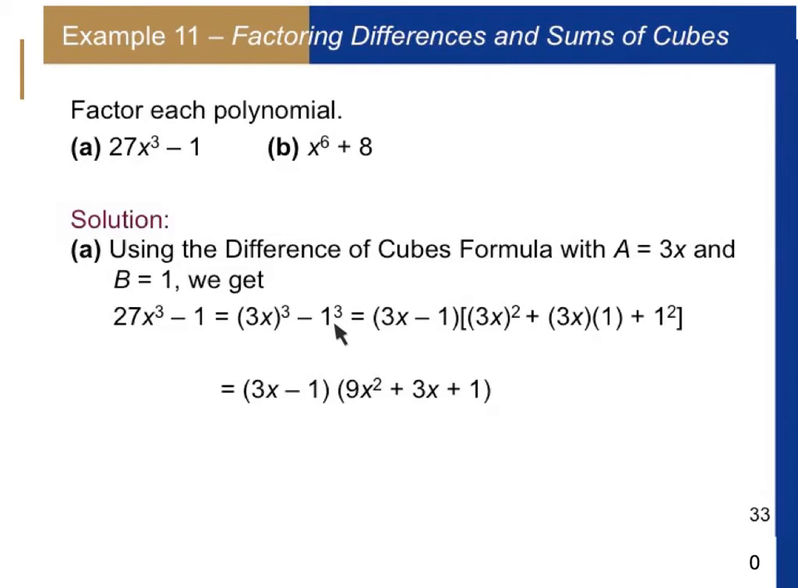Okay, so 3x cubed minus 1 cubed is a minus b times a squared plus ab plus b squared. So I'm showing you where the parts are from that formula. So that would be 3x minus 1. This is 9x squared. This is plus 3x, and this is plus 1. So we simplify inside these parentheses.